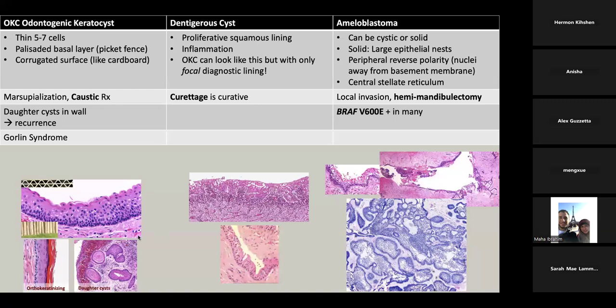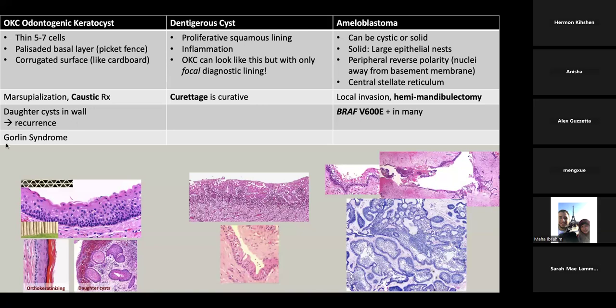That's fine. However, if you see any lining at all that looks OKC-like, meaning 5 to 7 cell layers thick, with a palisaded or regular basal layer, with this surface undulating corrugated kind of cardboard keratin, and daughter cysts in the wall, this is OKC. These patients need marsupialization, meaning kind of exposure, like a kangaroo, like exposes the inside of the sac, or caustic therapy of the cyst lining, because these are very prone to recurrence.